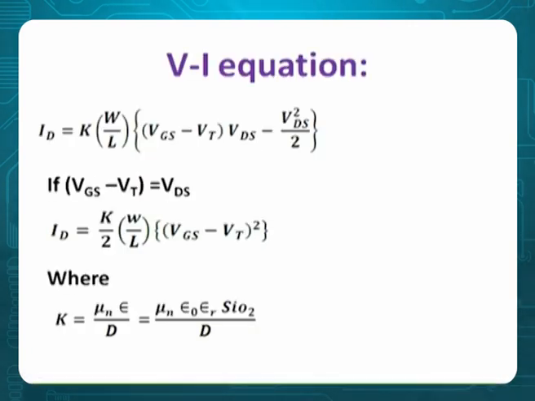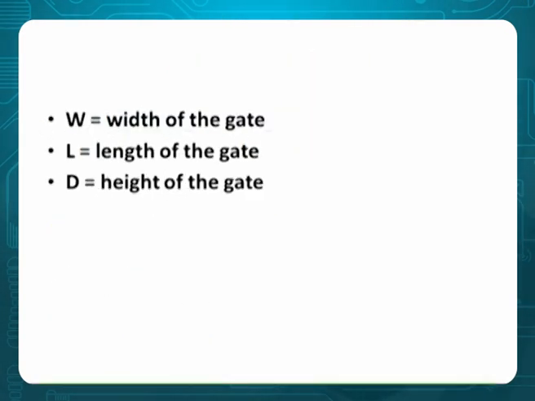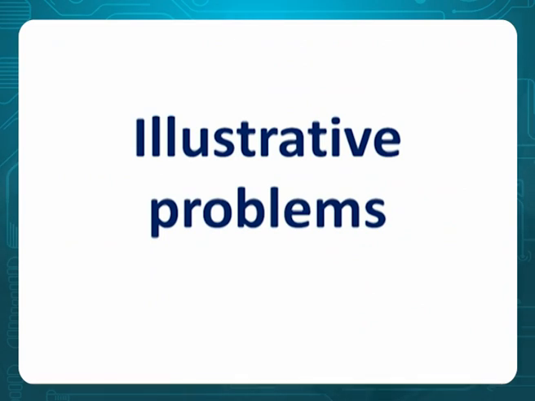Keeping these things, we get the characteristics and then the VI equation here. With that, we will go to illustrative problems, because the concept is more illustrated now in terms of some more problems. Okay, let's go to illustrative problems.